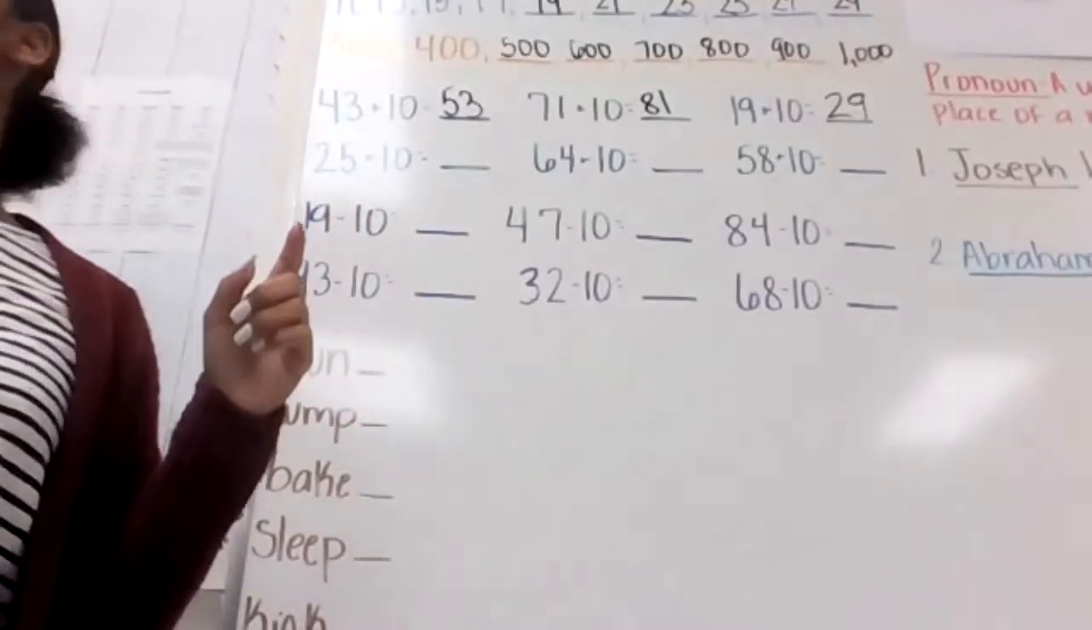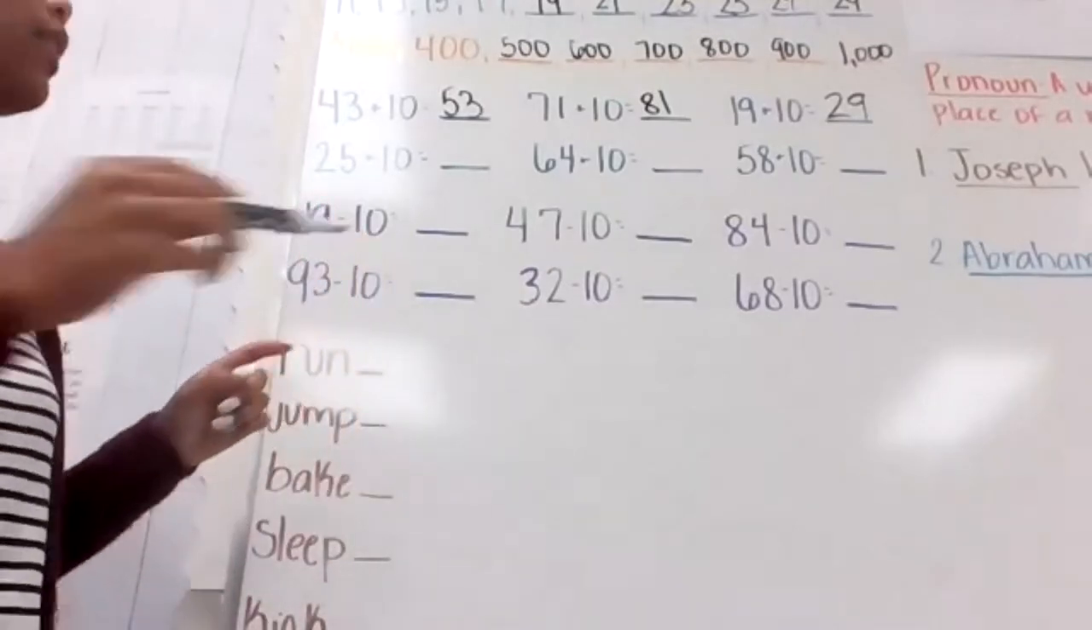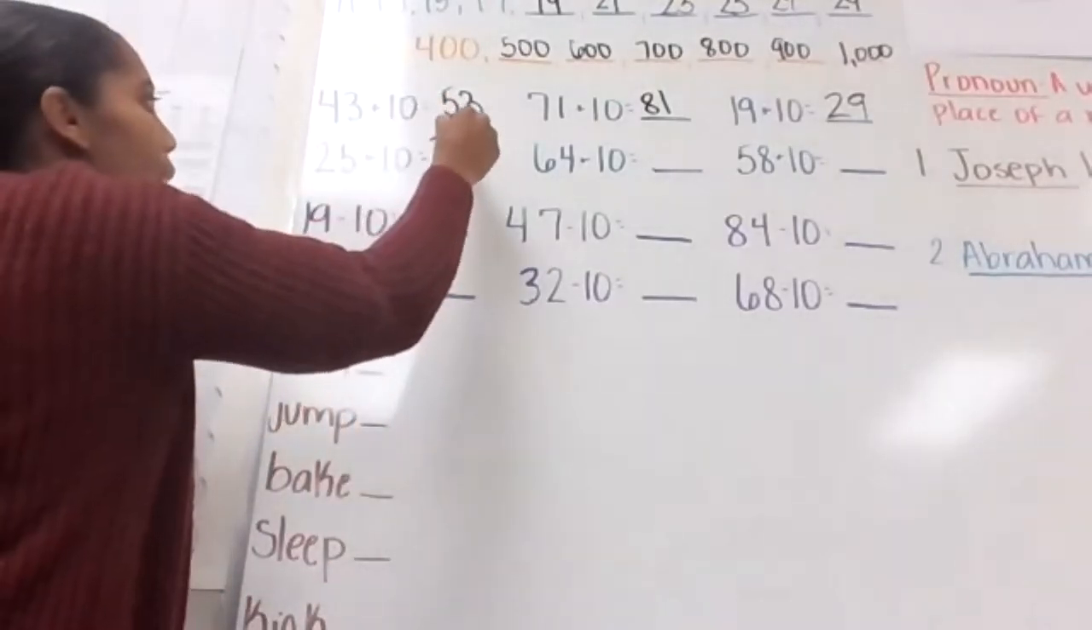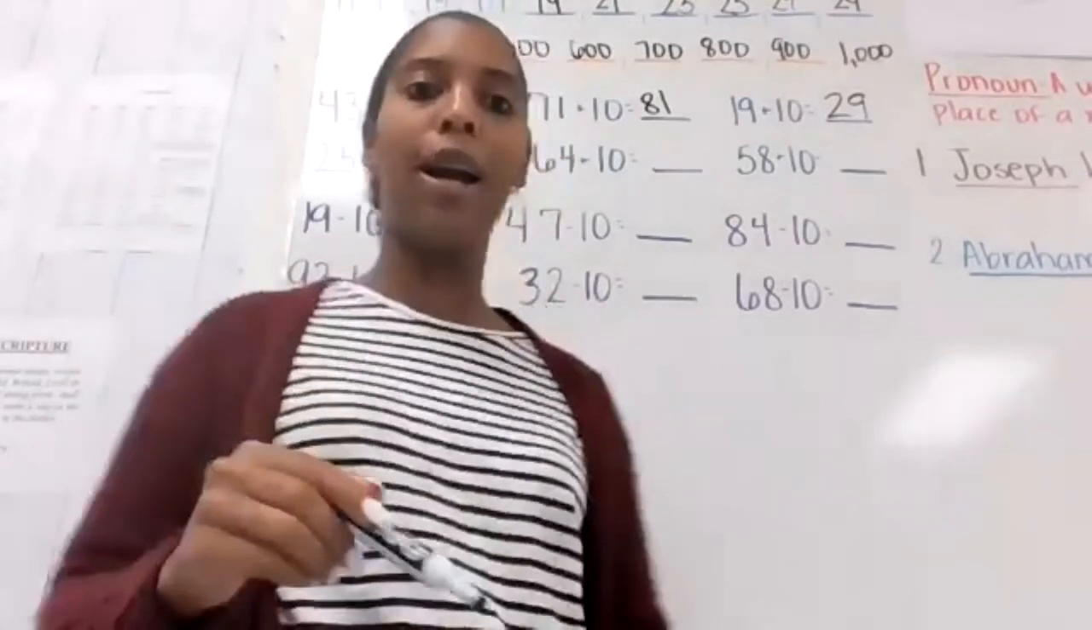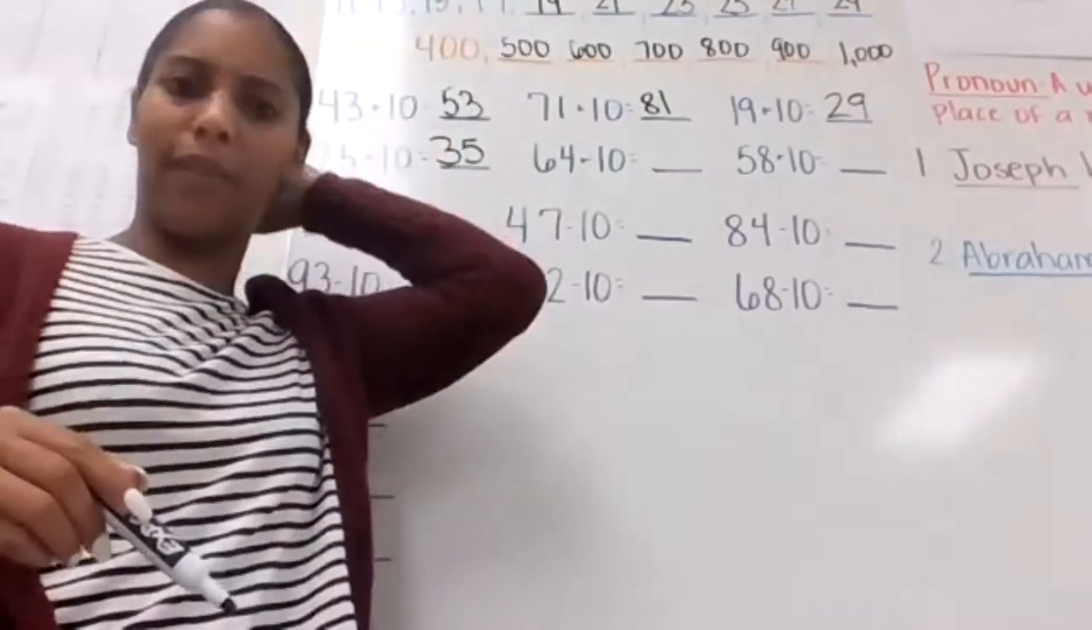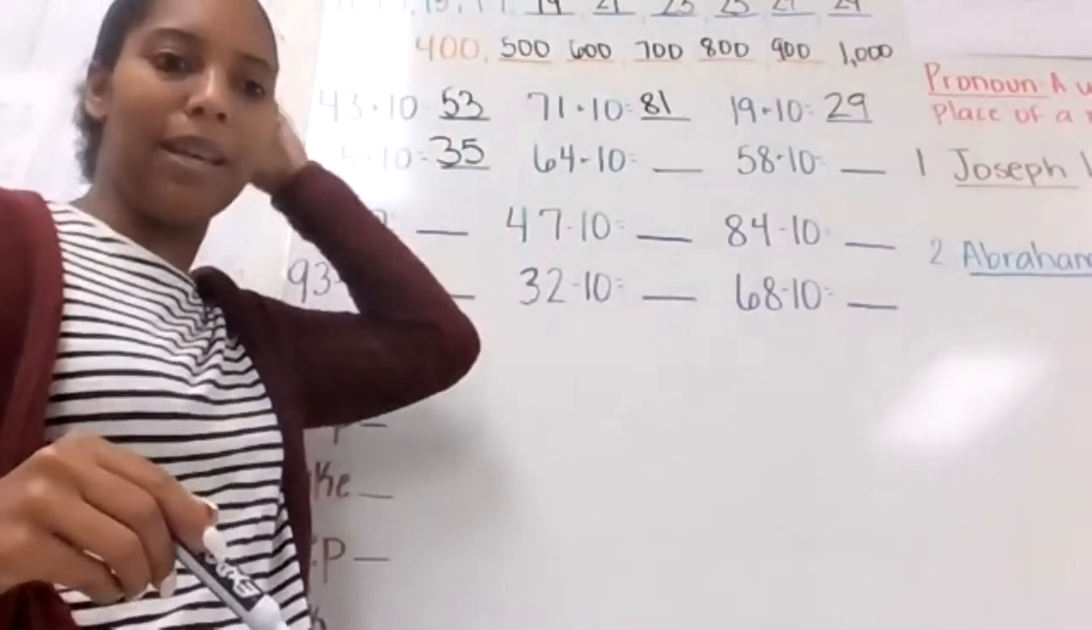Okay, next I have 25 plus 10, or 10 more than 25. 35. Next I have 10 more than 64. Yeah, I think I said 65, but yeah, 64 plus 10.